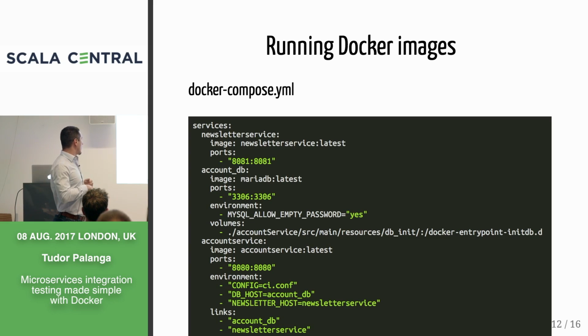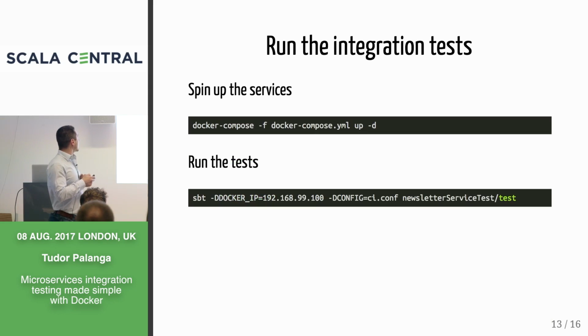So if I say database host account DB, Docker or Docker Compose will make it in such a way that the account DB container will be seen from the other one as account_DB. And newsletter service, of course, specified as the newsletter host. And from now, I just have to run it and run the test. I can show you a quick demo, maybe.